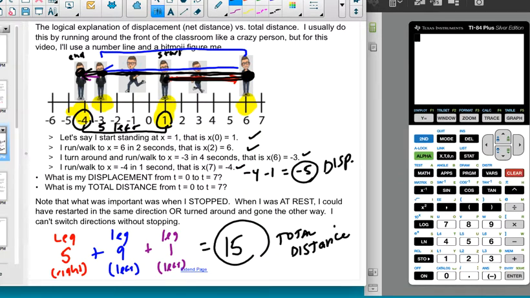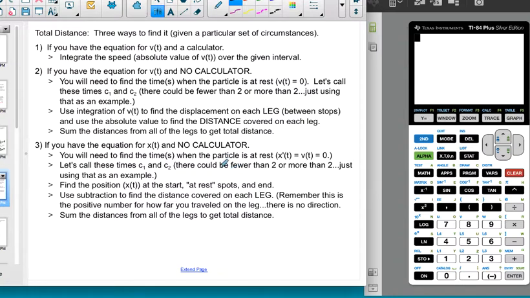Okay, so there are 3 ways to find total distance given a particular set of circumstances. I want to walk you through the 3 ways, and then we're going to see different problems where these things happen. So if you have a calculator, just integrate the absolute value of v of t over the interval. Like that's straight up it. You're going to write down that that's what you're doing.